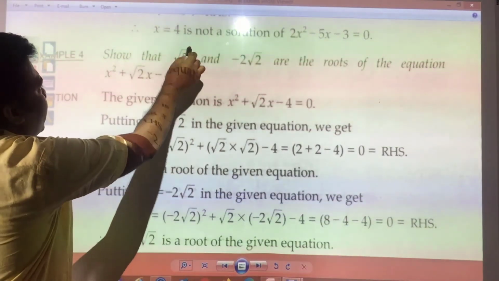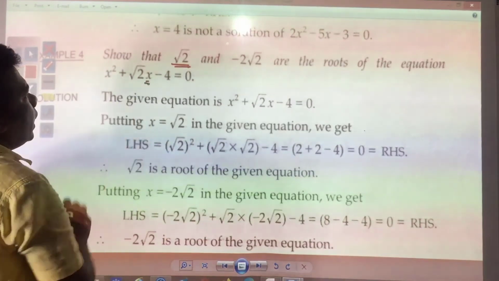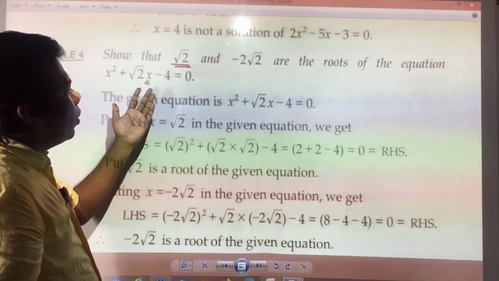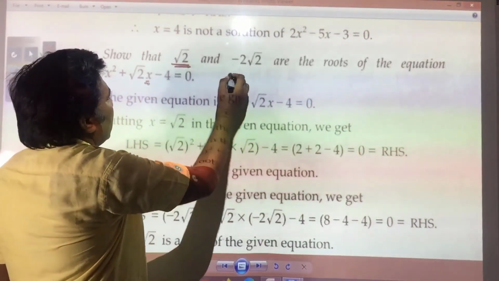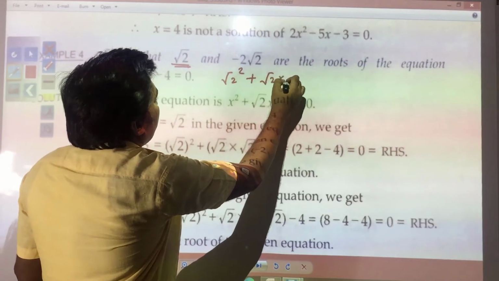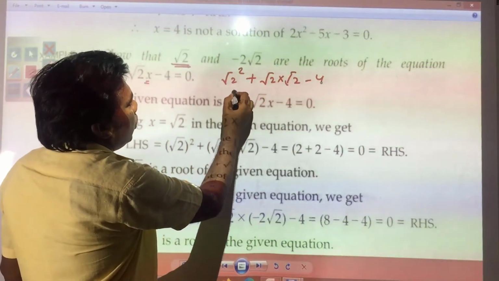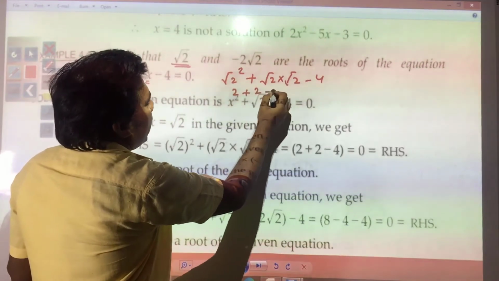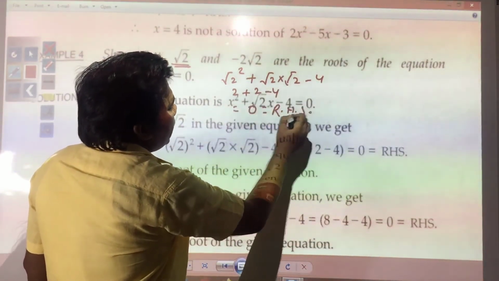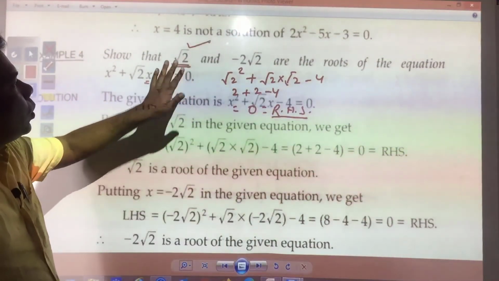You need to put this value root 2 in place of x, and we need to see whether the value of this equation comes to 0 or not. Suppose you see root 2 square plus root 2 into root 2 minus 4. It means 2 plus 2 minus 4, and that is equal to 0, which is equal to RHS, and that is why root 2 is the solution of the given equation, or root 2 is the root of the given equation.